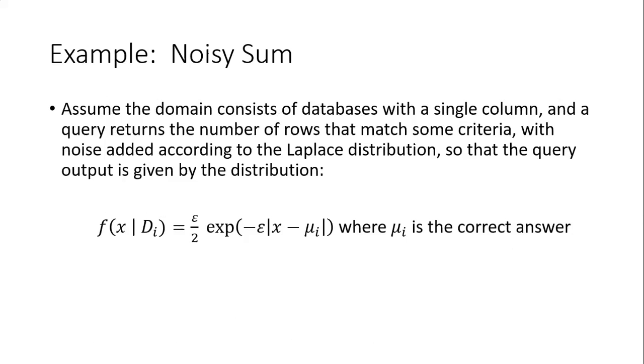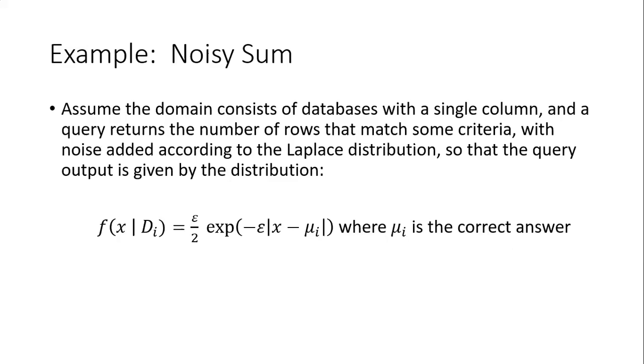Assume that the domain of your random algorithm consists of databases with just a single column, and a query returns the number of rows that match some criteria. How many people have an IQ less than 90, for example? The query to the database would return the correct value perturbed with some noise, and how much noise you add depends on how sensitive the function is, which I'll define in the next slide.